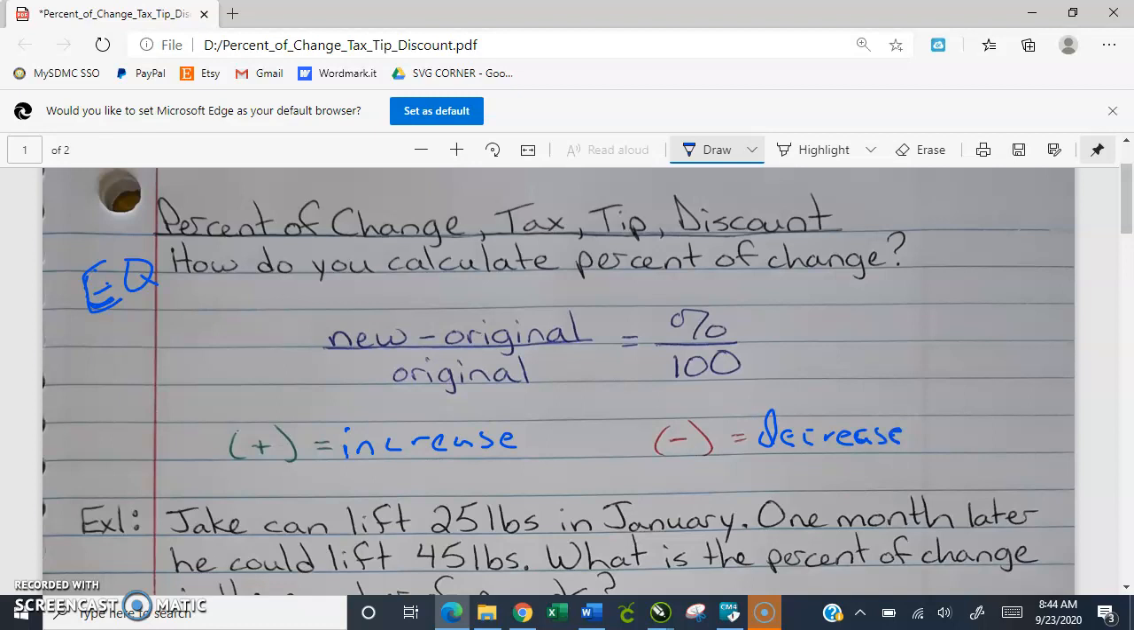Okay, so what the formula says is we're going to take the new price and we're going to subtract it from our original price or total. I'm just saying price as an example. Then we're going to divide it by our original price. A lot of times we're looking for our percentage and it's going to be over 100. Now that's not always true, because sometimes we're looking for different things in this problem.